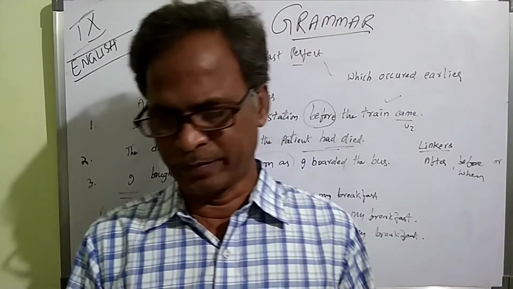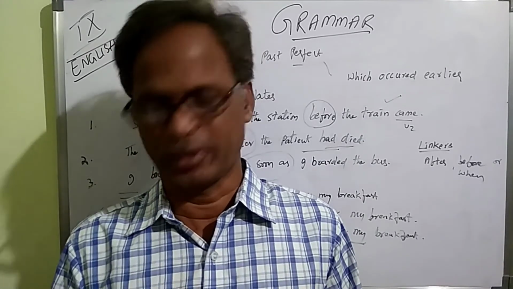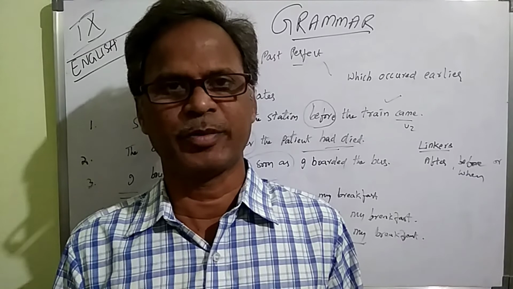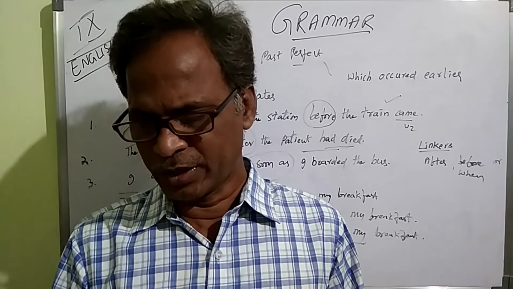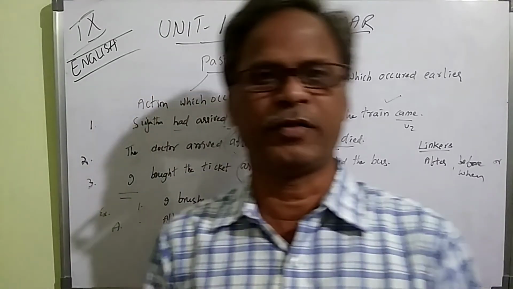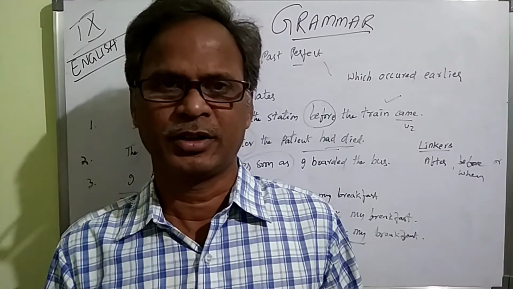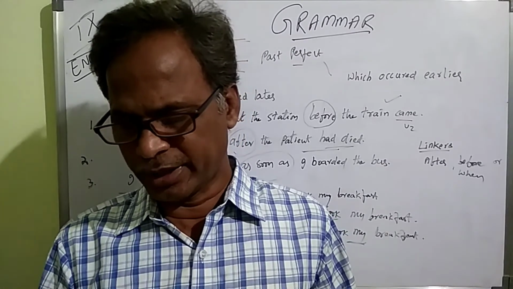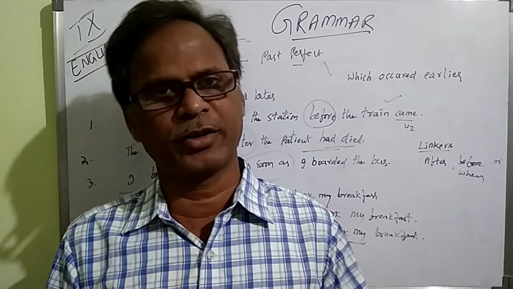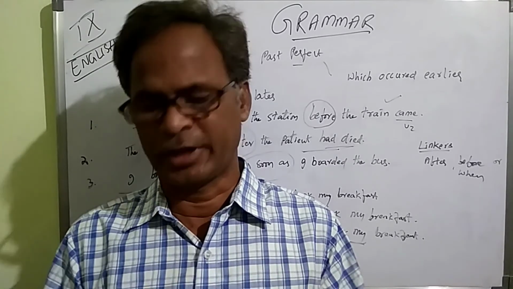Its meaning is to remove. Fourth one, lie down. Lie is the verb, down is the preposition, and its meaning is to take rest. Fifth one, take time off. Here also take and off are given, but here the meaning is to take some time for something. Next, look into. Look is the verb, into is a preposition, and its meaning is to observe keenly and carefully.